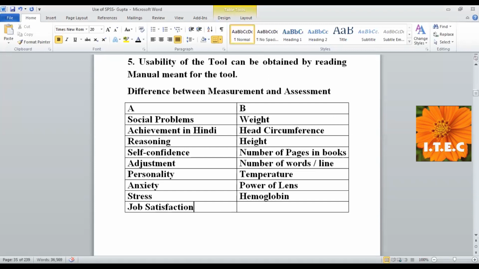So job satisfaction is another example I am giving you under A. Under B is blood count. So let us see who can give me the correct answer.